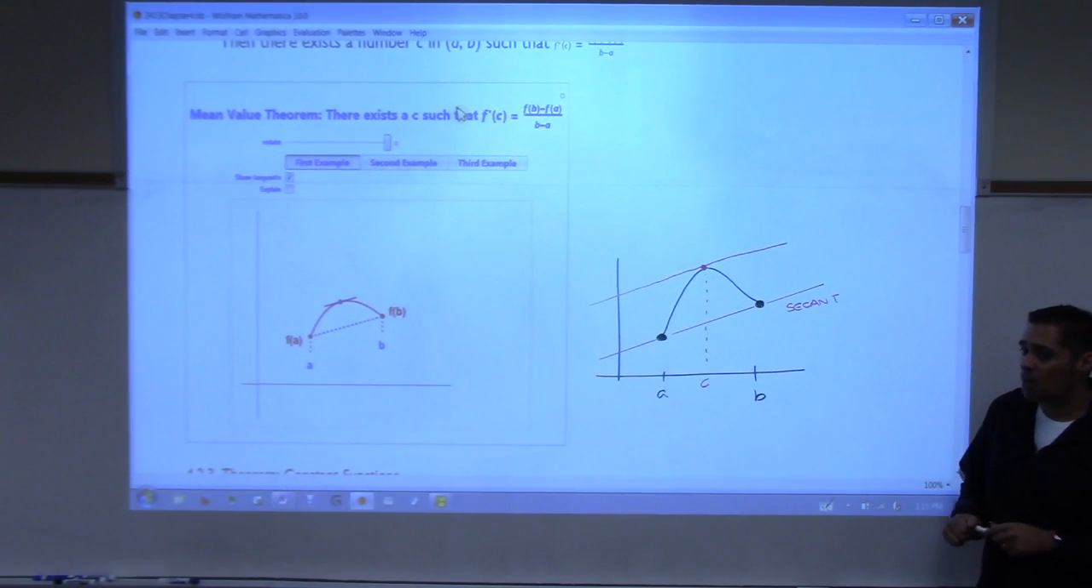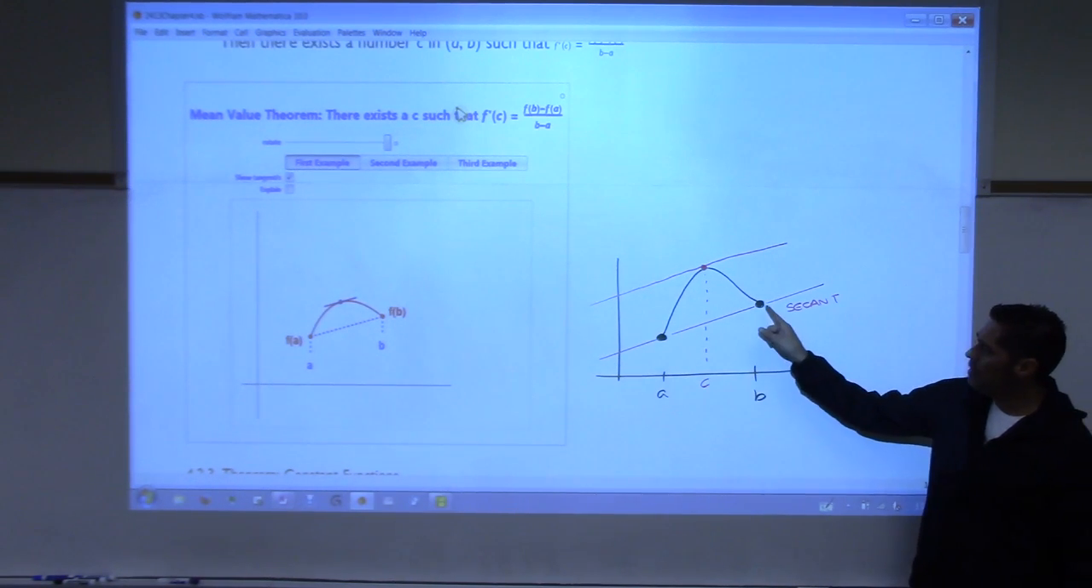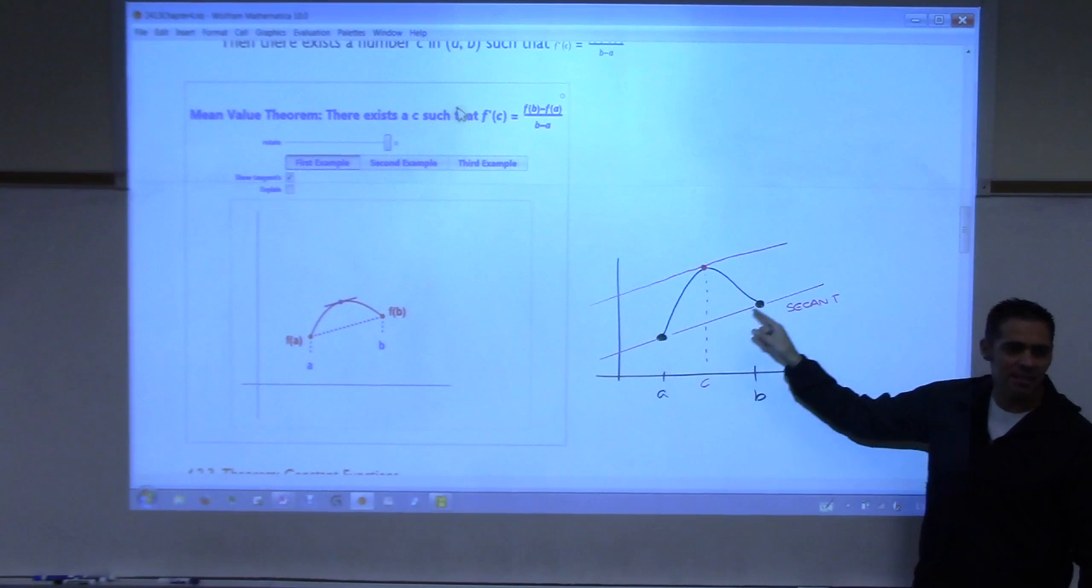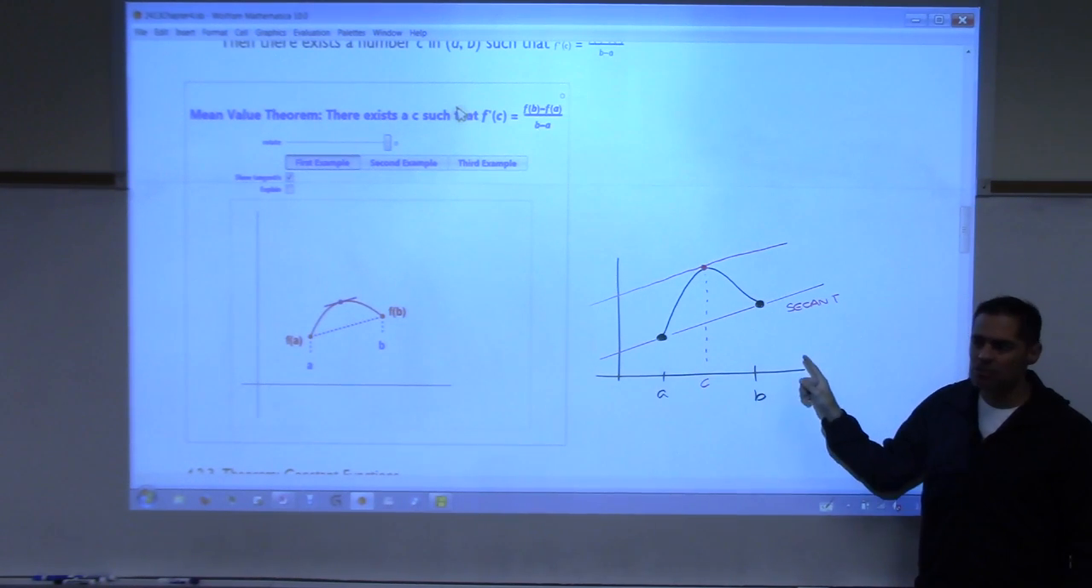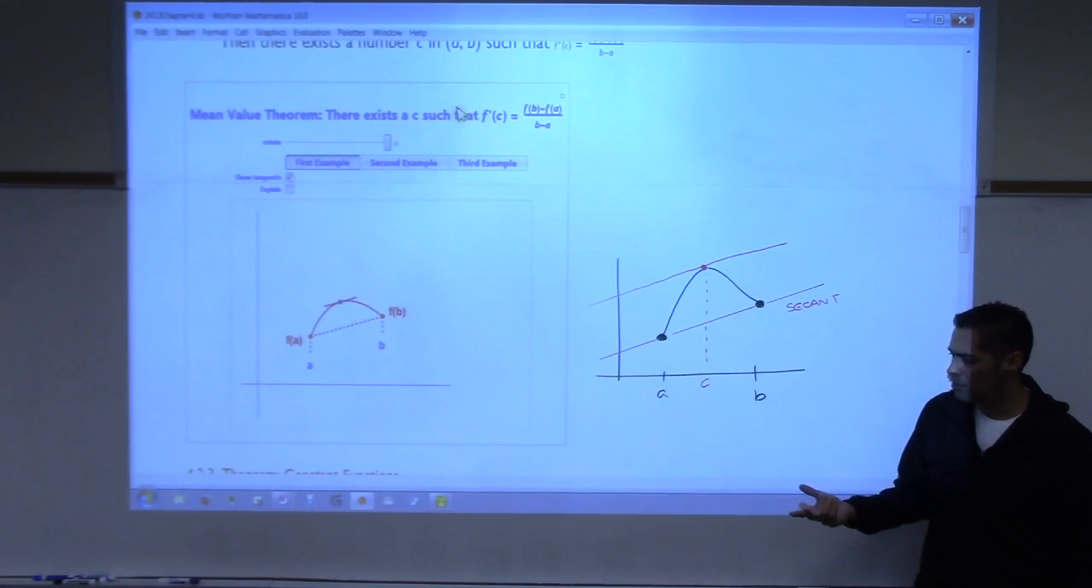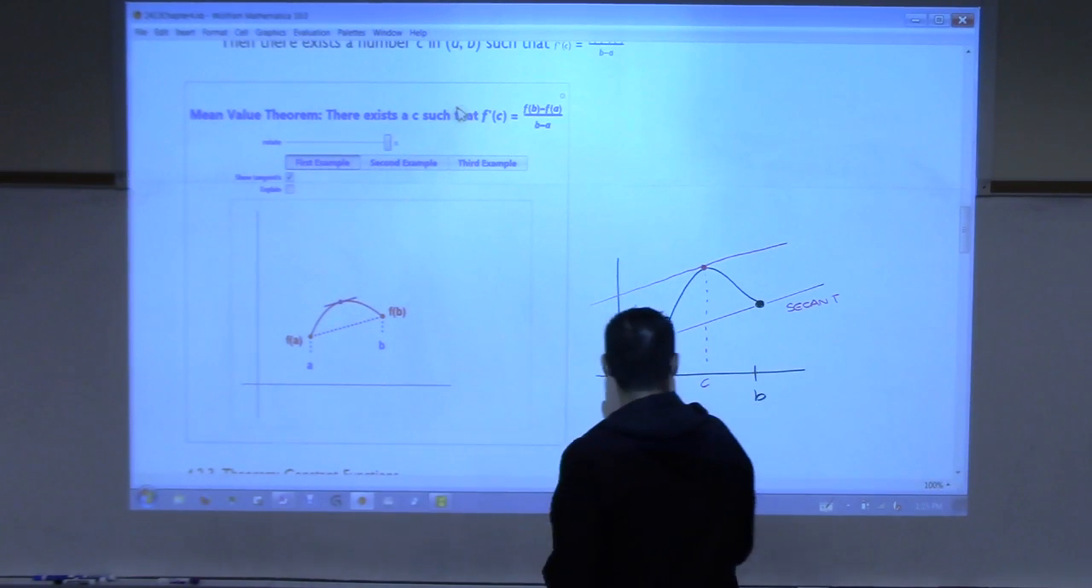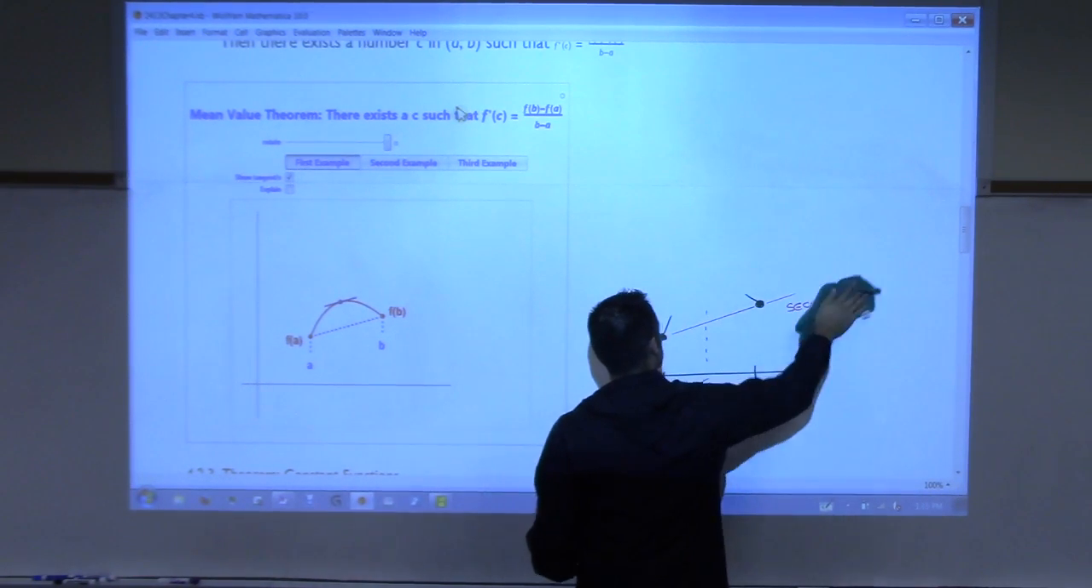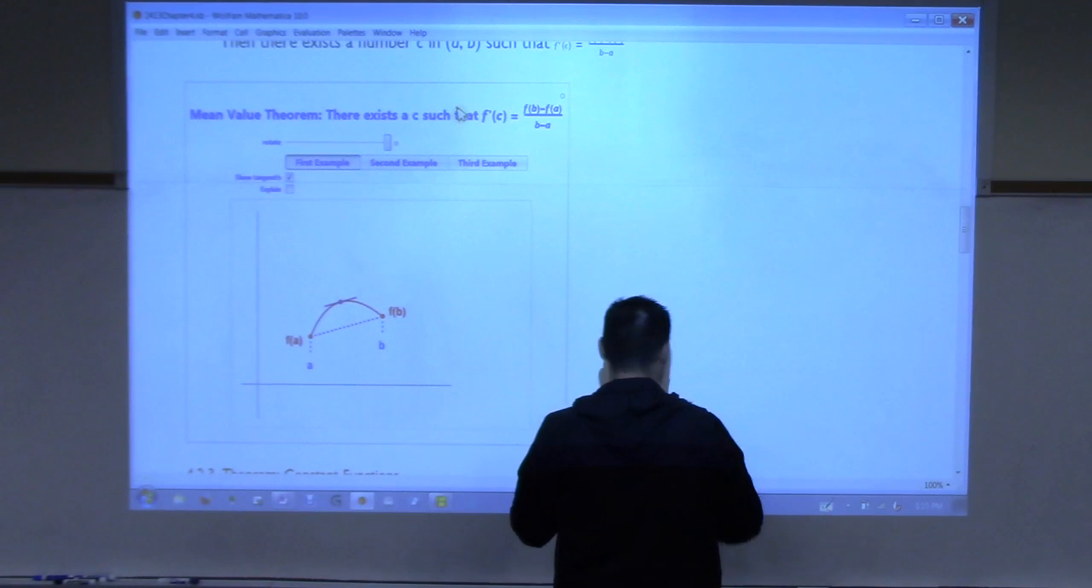Now, the reason they call it the mean value theorem is because when you connect the two endpoints of a graph together, it's actually giving you the average of the function. So what I can do to illustrate that is draw you another picture and put something on this that will kind of make more sense.